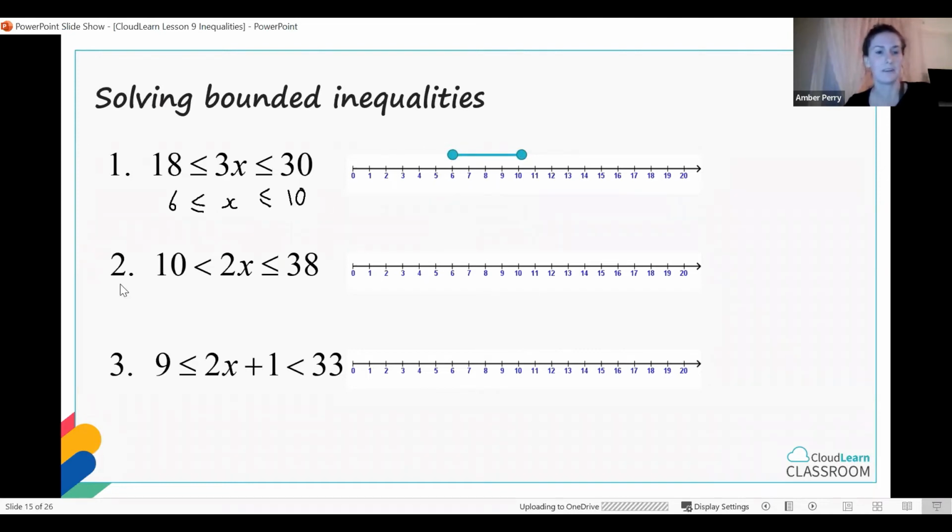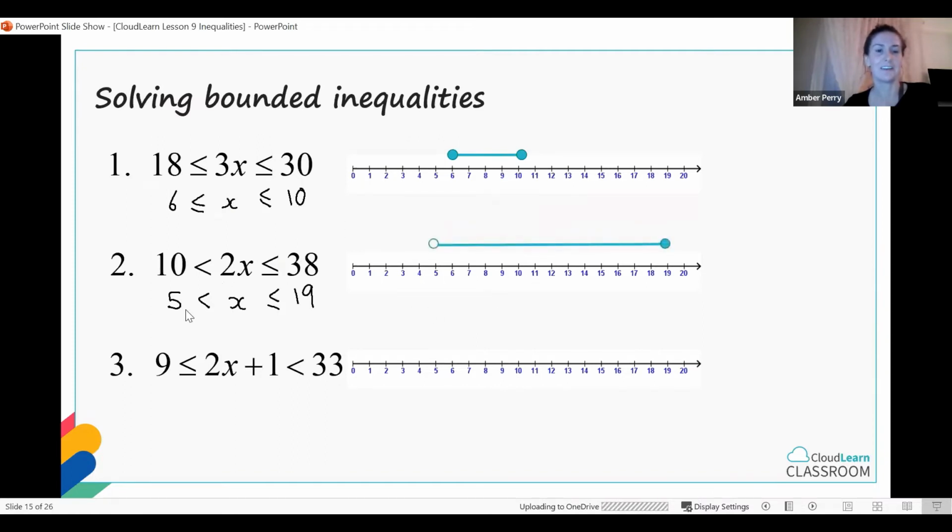Next one, we have got 2x this time, so we're going to solve by dividing by 2. So 10 divided by 2 is 5, is less than 2x divided by 2, which is x, and 38 divided by 2 is 19. Okay, I really hope. Let's check.